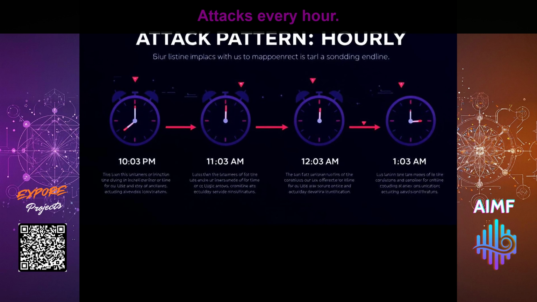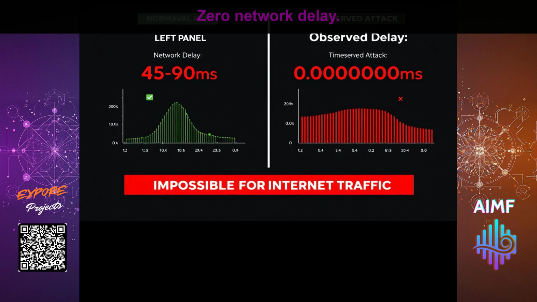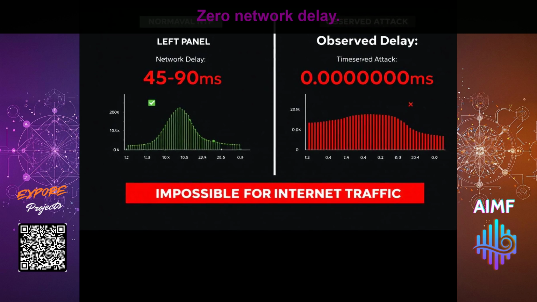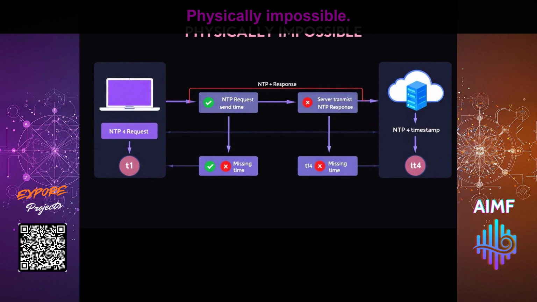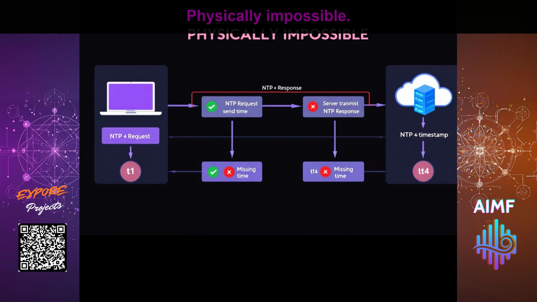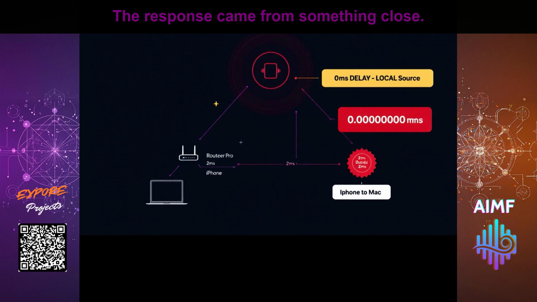The attacks were happening every hour, at exactly 3 minutes past the hour. The network delay was 0, not 50 milliseconds, not 10, 0. 0, that's physically impossible for internet traffic. 0 delay means one thing: the response came from something very close to me.